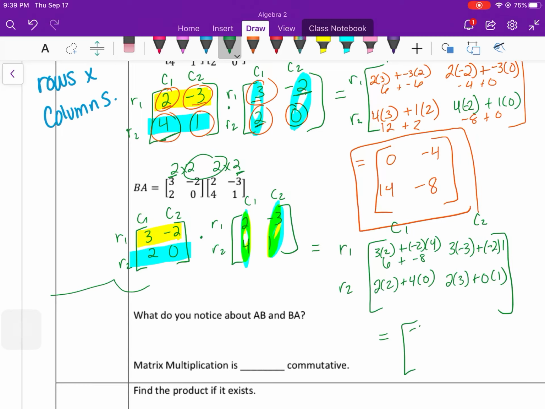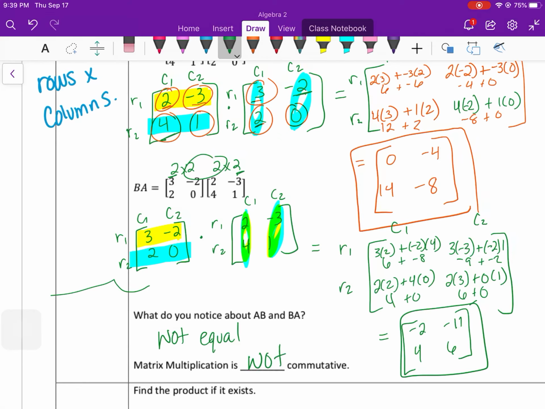So 6 plus negative 8 is negative 2. Negative 9 plus negative 2 is negative 11. 4 plus 0 is 4. 6 plus 0 is 6. That is the answer. What do you notice about the two? A times B was the orange matrix here, and B times A was this, and so they are not equal. And so, like I mentioned above, matrix multiplication is not commutative, which means that you don't get the same answer multiplying A times B or B times A.